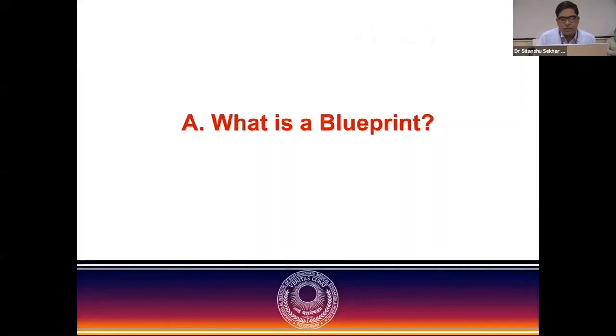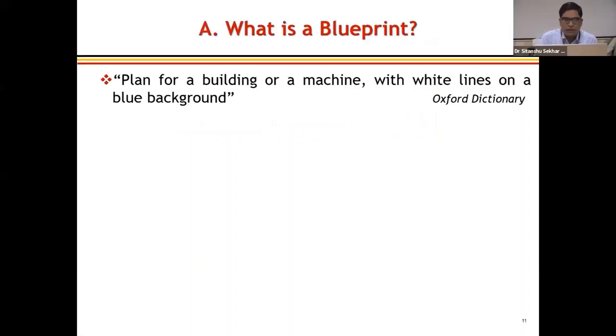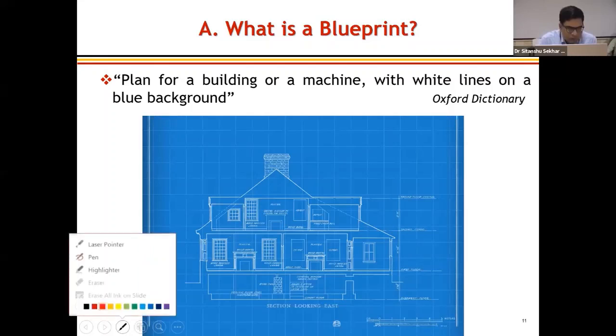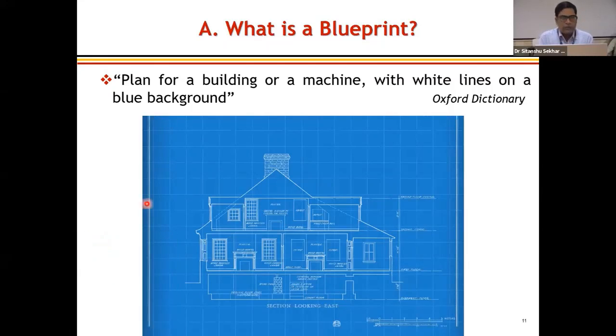Now, where does a blueprint fit in all this scheme of things? If you look at what a blueprint is, the definition as per the Oxford Dictionary is a plan for a building or a machine with white lines on a blue background. Let me show you a picture. This is how the blueprint actually looks, and it came from architecture. If you look at this diagram clearly, there is a blue background, and let me use the pointer. Yeah. So you have some white lines on a blue background.